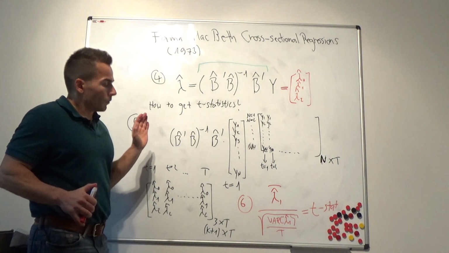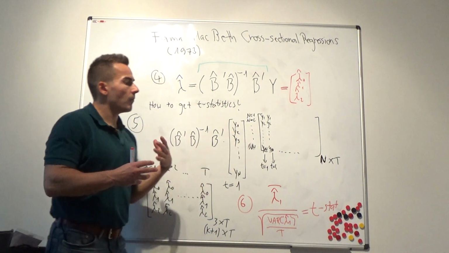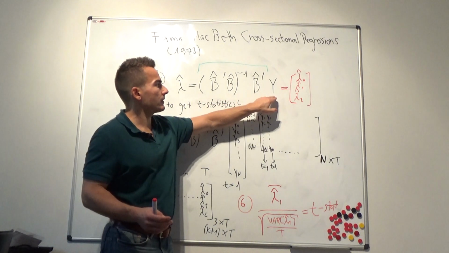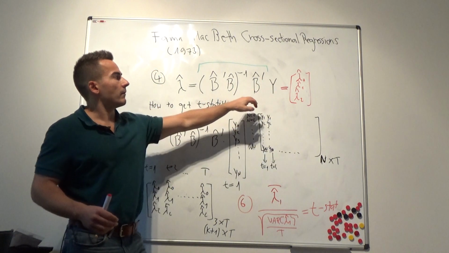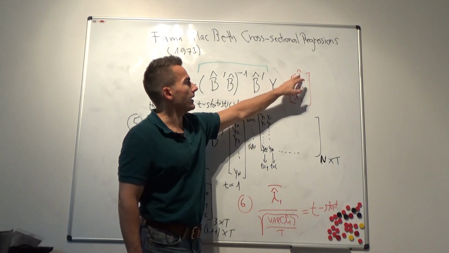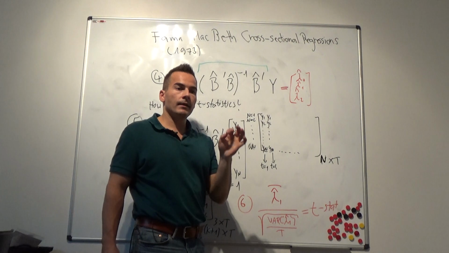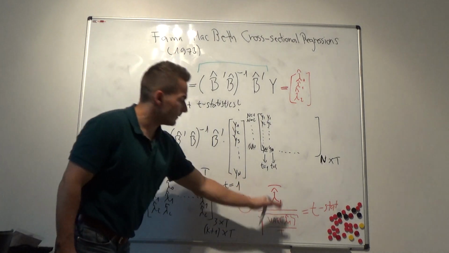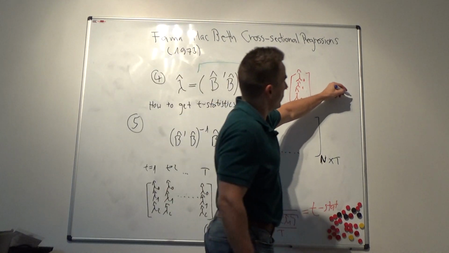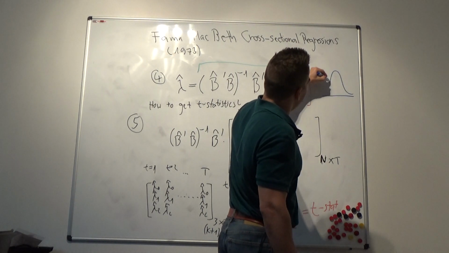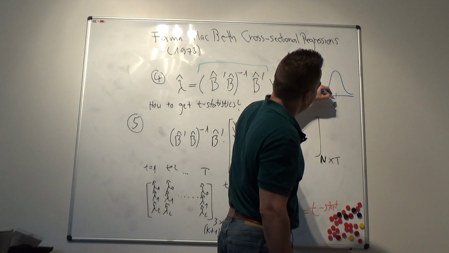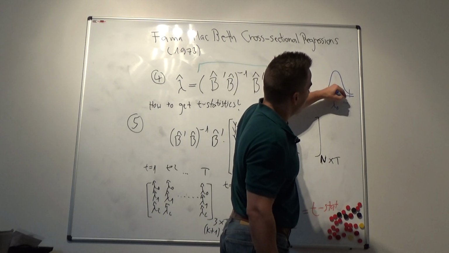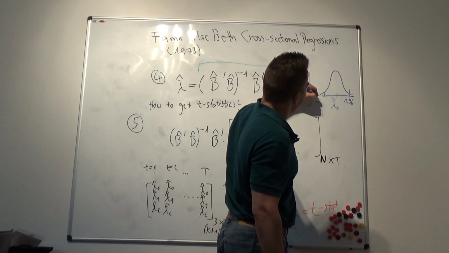But anyways, so once again, if we want to test if our model explains the cross-section of expected returns, we have to test if our lambda zero hat is statistically different from zero. So what we have to do is we have to get the t-statistic, and then we know already the distribution is asymptotically normal. Here's our estimate, this is the distribution of our lambda hat 0, and then we know the critical values here already. It's 1.96 and minus 1.96.